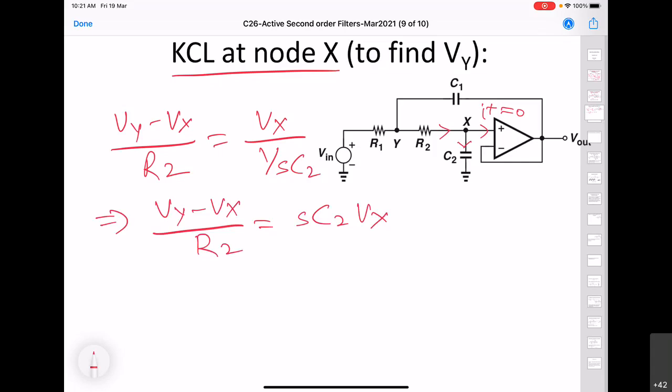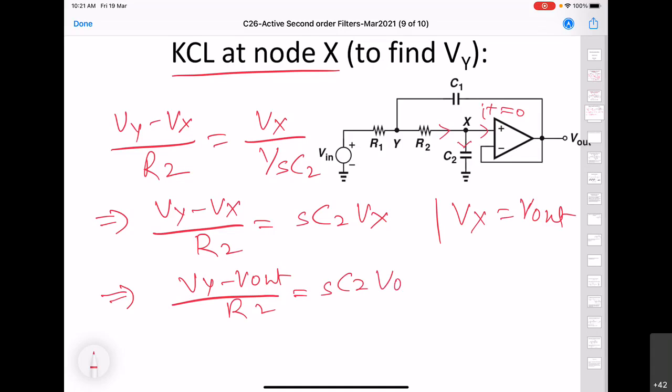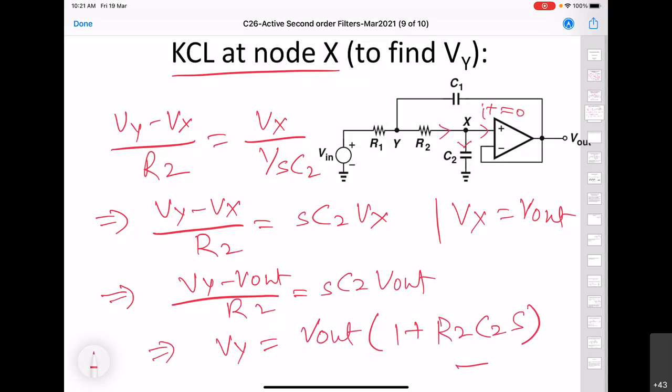But from equation 1, we already know that Vx is equal to V out. So this implies (Vy minus V out) by R2 is equal to sC2 V out. So we can eliminate Vx from the equation. Now here we can separate out Vy and V out. When we do that, we get Vy is equal to V out into (1 plus R2 C2 s). So this is equation 2.